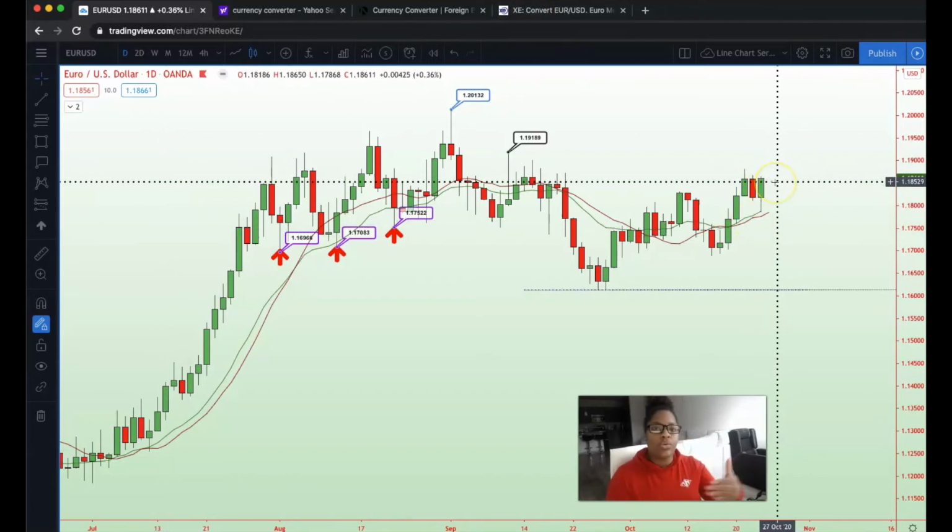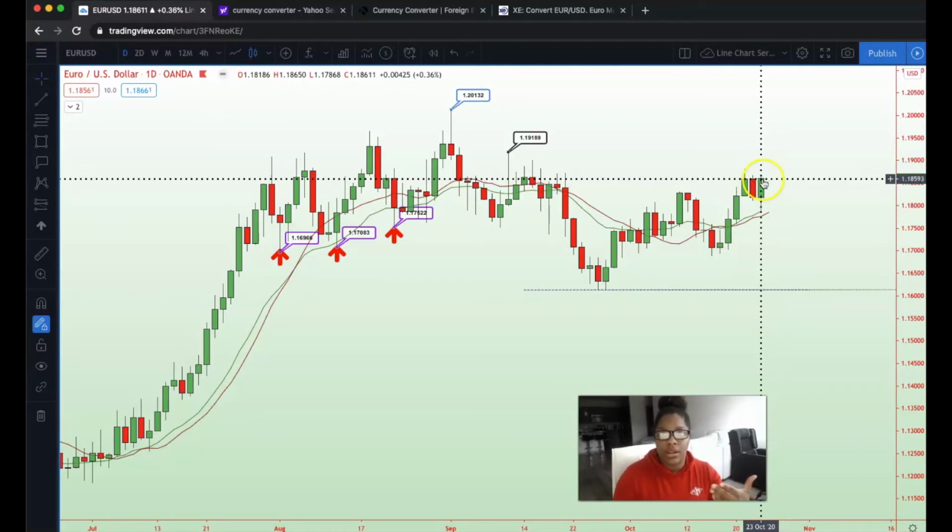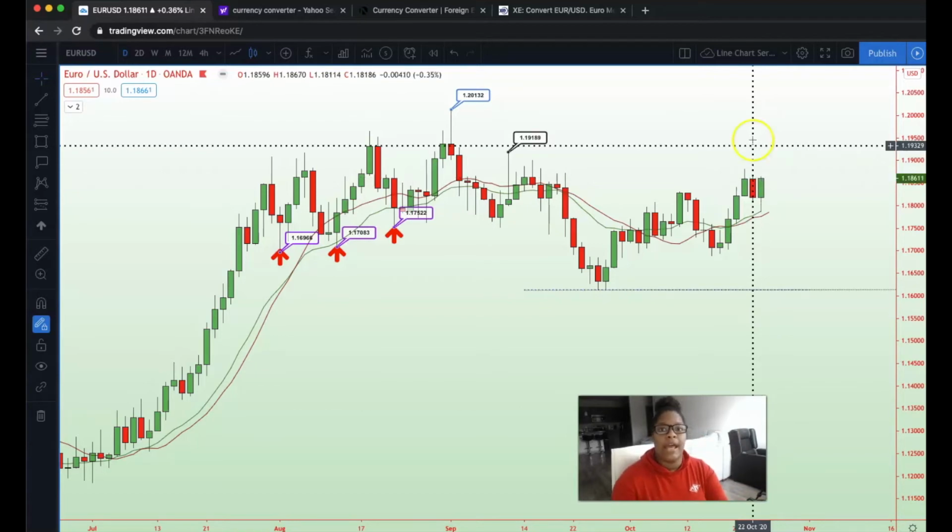But that is why closures are very important, because imagine a bank trying to keep up with all of those transactional numbers throughout the day. This is why the closures are very important. So if you're analyzing the daily time frame, you're analyzing the end of the New York session, that number that banks are going to use for their next business day, okay?